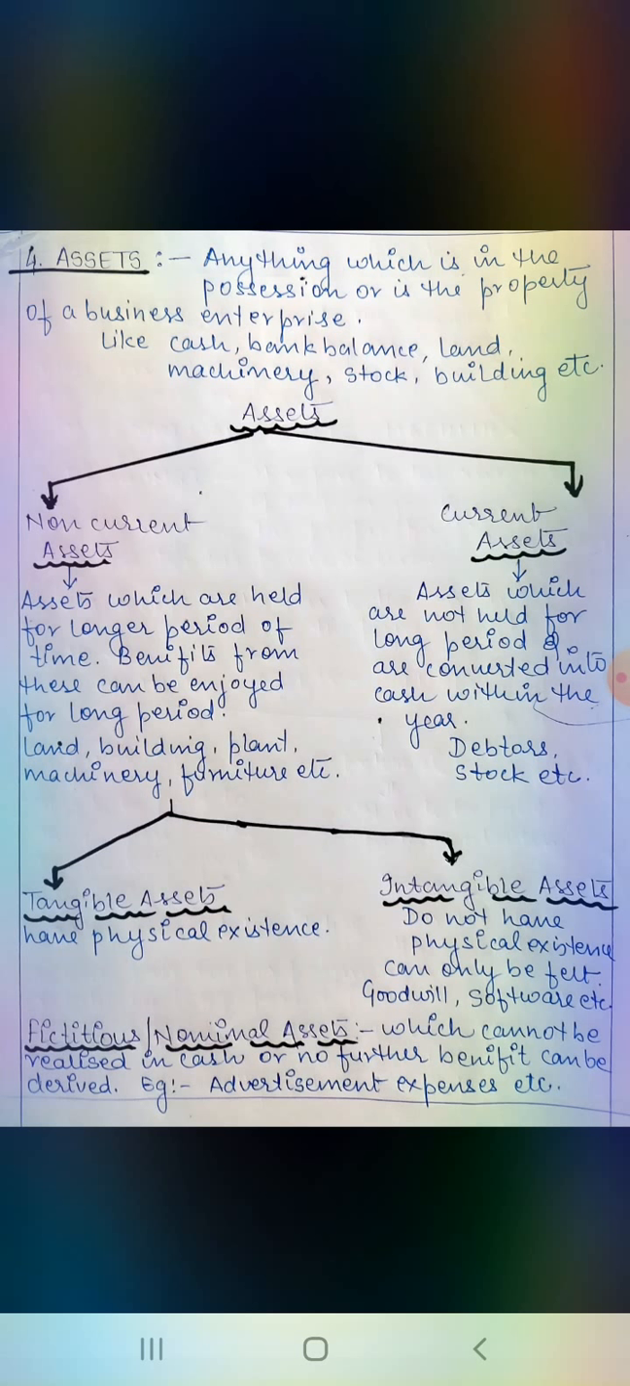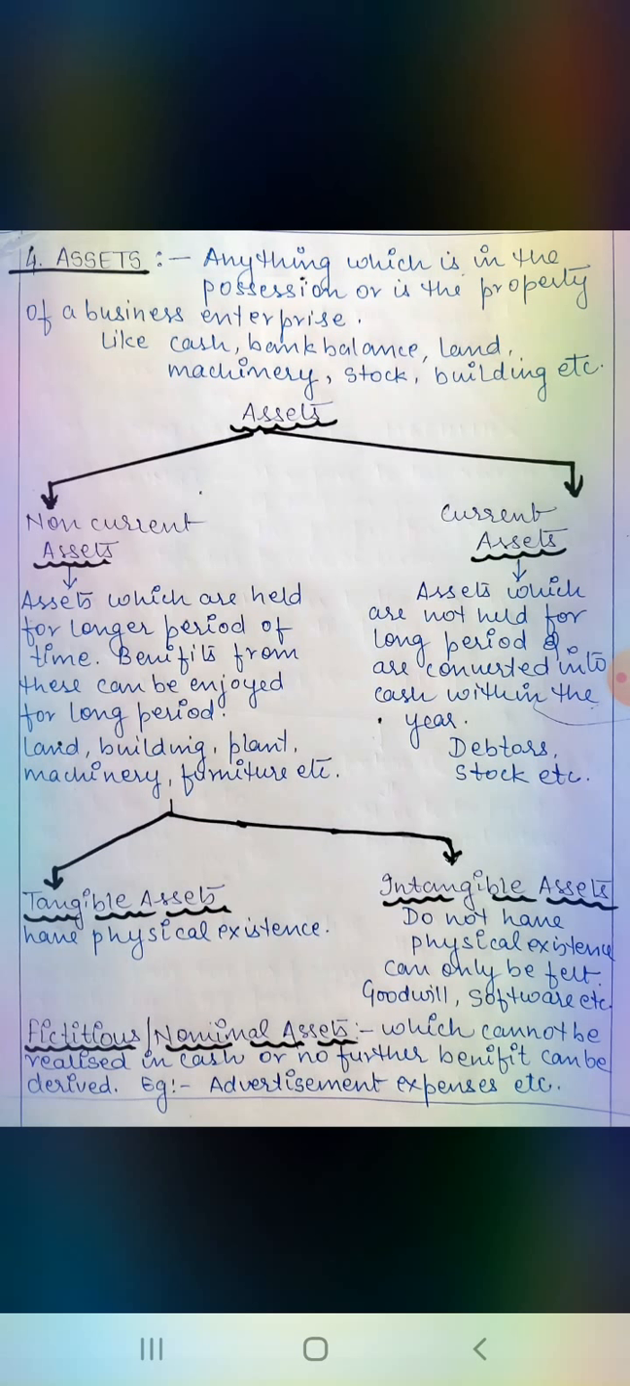Like I'll give you an example of advertisement expenses. Like you have incurred rupees 50,000 on advertisement of a product. So incurring rupees 50,000 on that particular advertisement does not mean that particular product will be sold in the market, or it will create a very good impression in the mind of the customers. So there is no guarantee that 50,000 will be returned to you. It will come back, it will benefit to you. So these type of assets are known as fictitious assets.